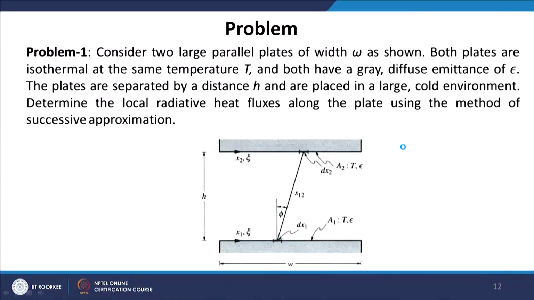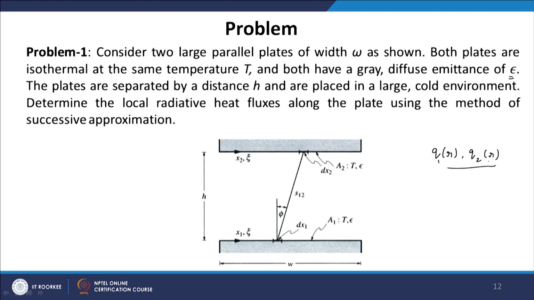We will do one example to demonstrate this method. In this case, we have two infinite parallel plates separated by a distance h. Both the plates are maintained at temperature T, and they are exposed to a cold environment. That means we are not including the effect of external irradiation. Both the plates are diffuse with emittance epsilon. We have to find the local radiative heat flux, that is, q as a function of r on both the plates. This is the desired quantity that we are interested in.